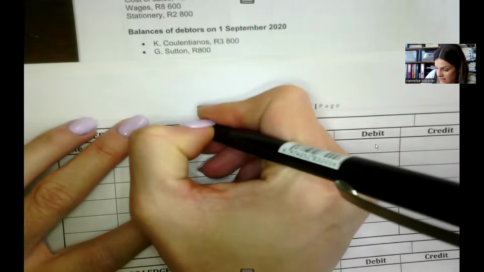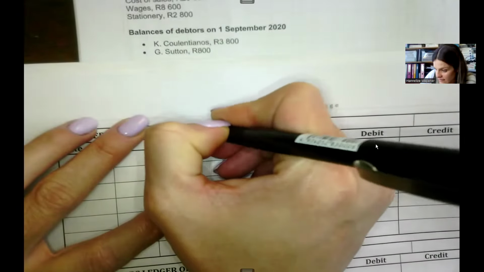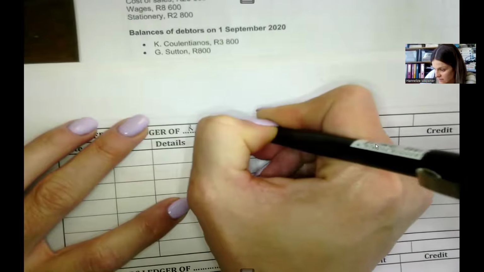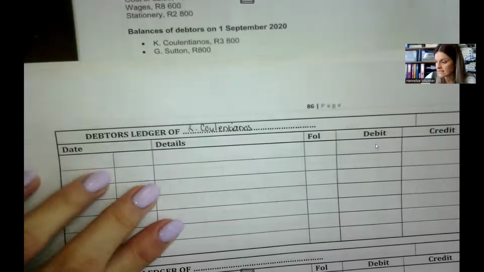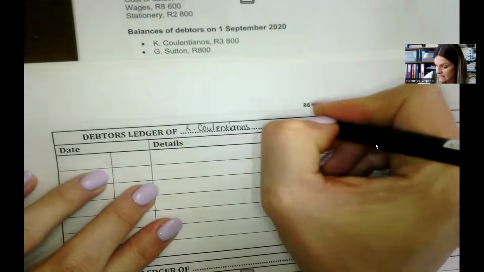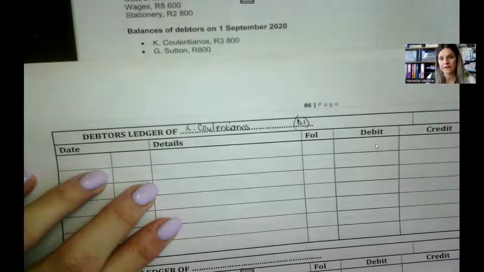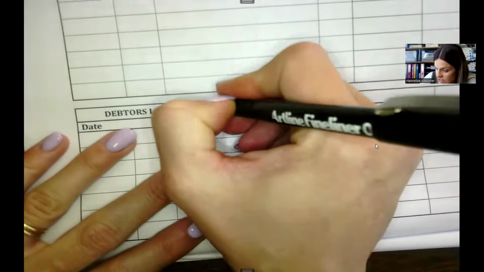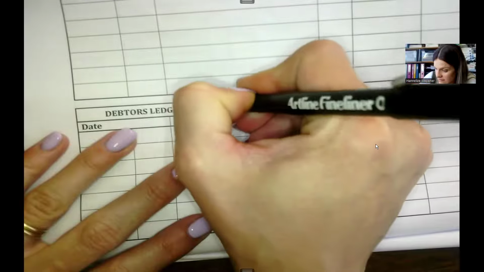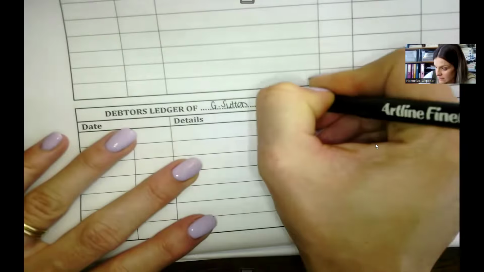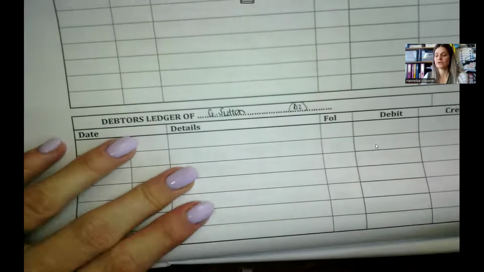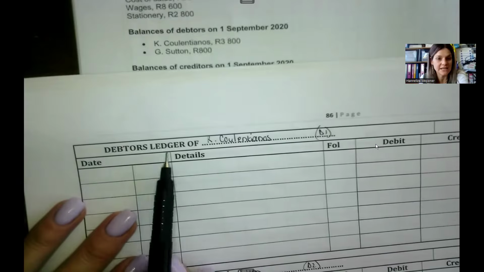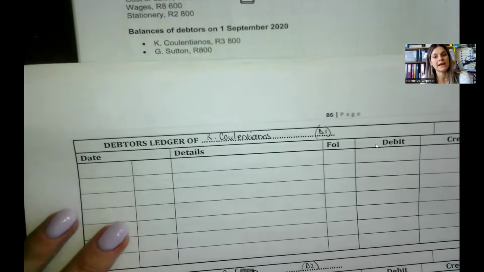So there's our first debtor. It's K and that very long surname there. There we go. I have the one debtor there, and I'm going to say that this is debtor number 1. And then G Sutton as well. G Sutton, debtor number 2.